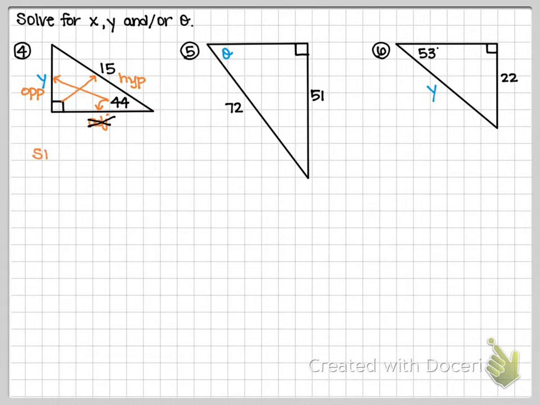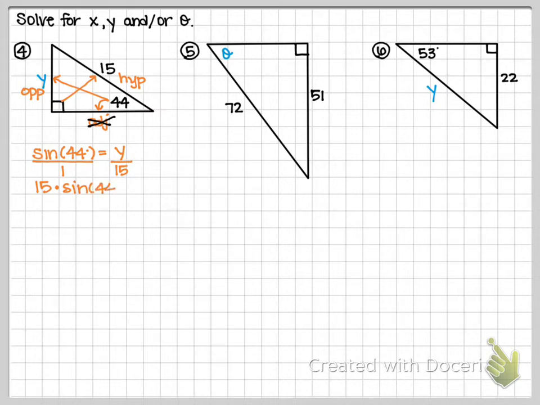So sine of the acute angle is going to be the opposite side length, which is y, over the hypotenuse length, which is 15. Now that we have it set up, solve for y. So we're going to cross multiply.